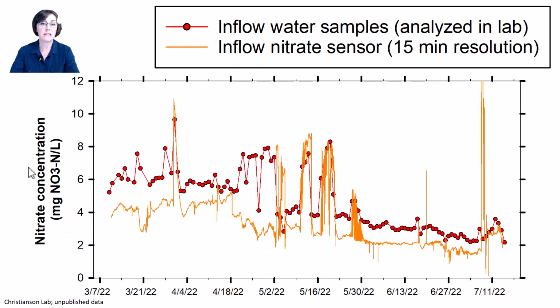Here I'm showing one tidbit from our experience with these real-time nitrate sensors. We deployed a nitrate sensor at the inlet of a bioreactor where we also had an autosampler collecting a discrete sample every day at noon. You can see that the sensor often did not match the samples that we analyzed in the lab, but it was those lab analyzed samples where we perform rigorous quality control that we'll talk about in a later lesson.